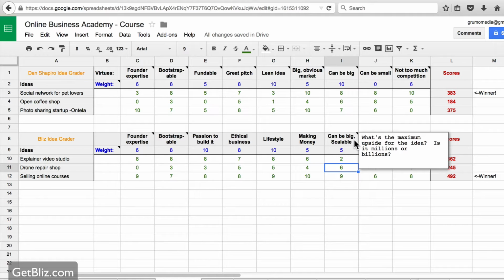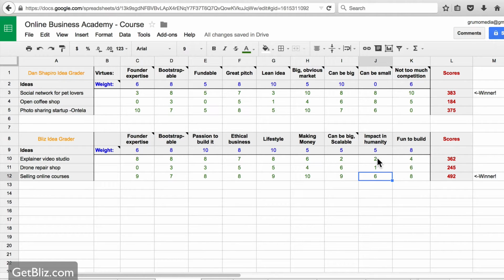What is the maximum idea? Is it make millions or billions? Impacting humanity, very low, and fun to build, 4. Building an explainer animation studio is, well, it depends. I would say actually it's more than 4. Anyway, then you do that for other ideas, you rate them, and then you pick the winner, whoever is the winner.